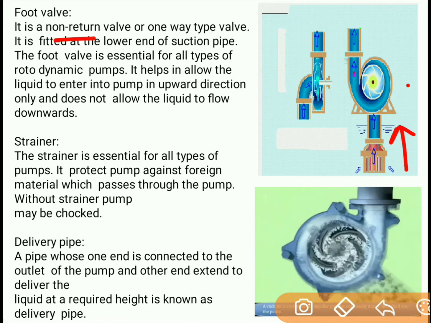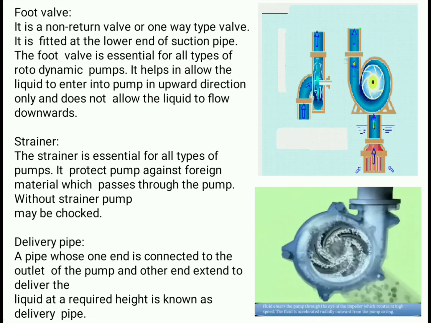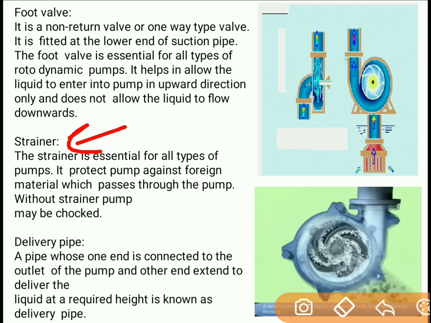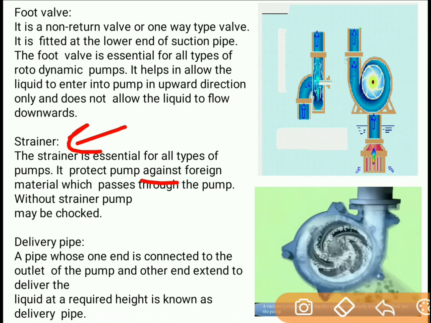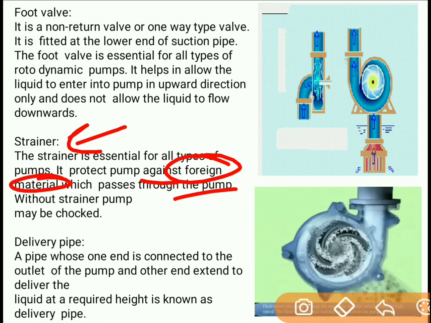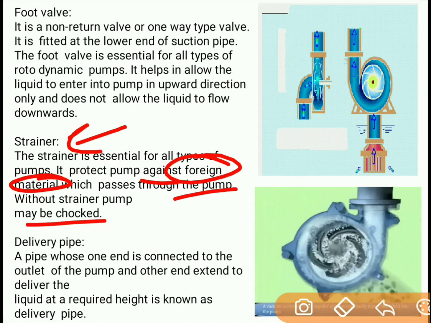Non-return valve means what? It allows the liquid to be transferred only in one direction. Next is the strainer. The strainer is an essential component of the centrifugal pump. It protects the pump against foreign material which passes through the pump. Without a strainer, the pump may be choked.